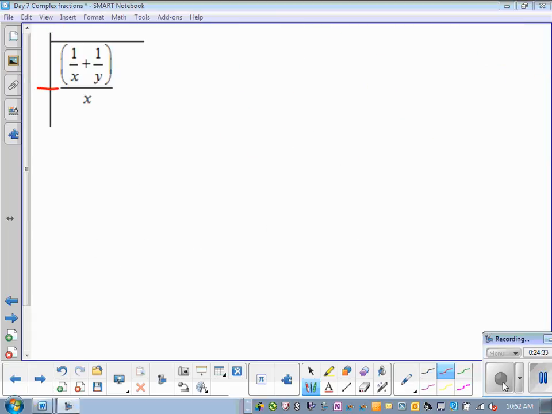Okay, so the next one, I need to draw my fraction bar just a little bit longer. Guys, this one's going to be double the fun because you have an x and a y. Let's rewrite this. In my numerator, I actually have a 1 over x plus 1 over y. Right? It's all in the top. I need to add those, guys. And then it's divided by x, and we said that's really x over 1, right?